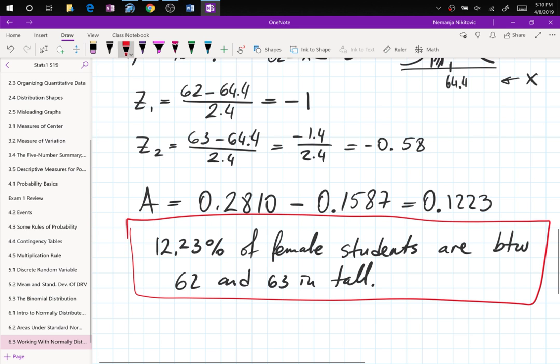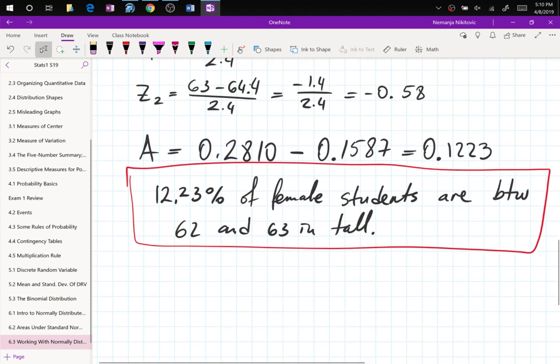And then the second question, B, is exactly the same. It just gives you 65 and 70, so whatever. Let's take a look at one more example. How about the serum cholesterol levels?